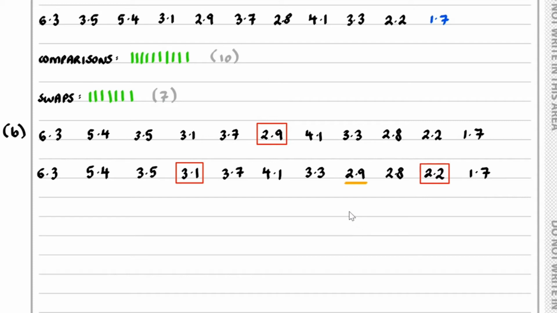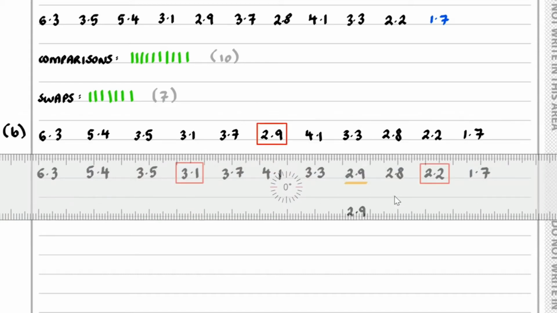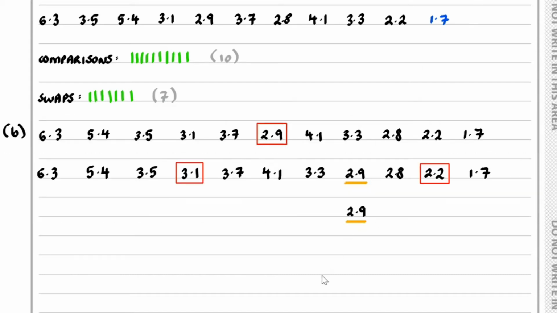But the 2.9 will stay where it is. We don't need to do anything with this 2.9 because we've already used it as a pivot. So with this sublist, 6.3 is larger than 3.1, so 6.3 goes here. 5.4 is larger than 3.1, so 5.4 goes here. 3.5 is larger than 3.1, so 3.5 goes here. 3.7 is larger than 3.1, so 3.7 goes here.